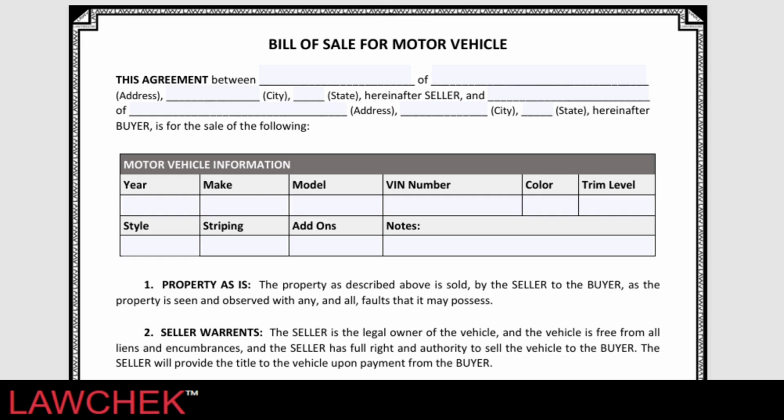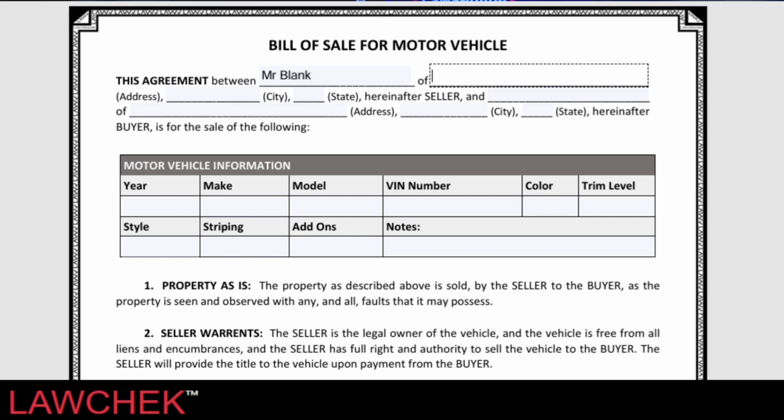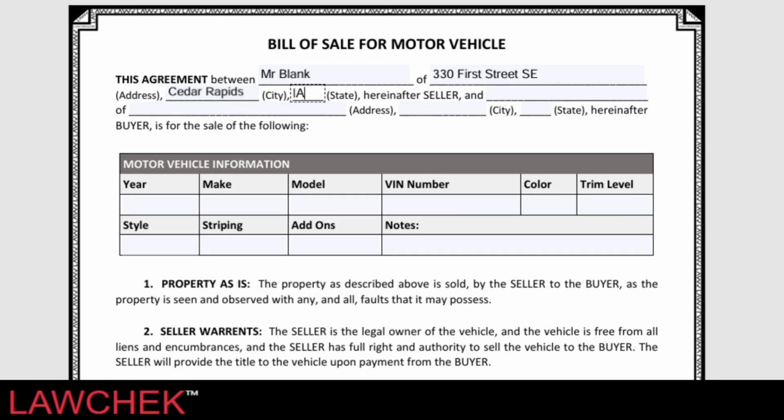It's pretty straightforward and simple. If you'll take a look and open it up, it says this agreement between blank. Well, let's go ahead and fill out you're the seller. So in this case, I'm putting in Mr. Blank of, and I'm putting in the address of Mr. Blank where they live. You, the seller, would put your address. 331st Street, Southeast, Cedar Rapids, Iowa. And then it's hereafter referred to as seller.